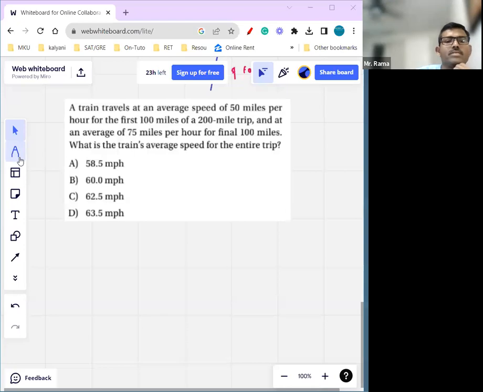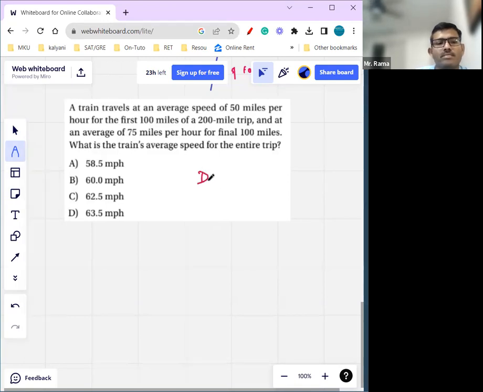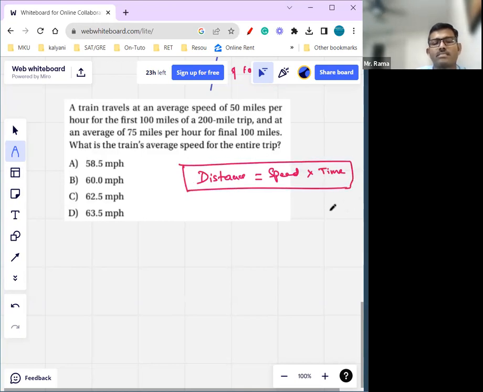Now, the train travels at an average speed of 50 miles per hour. First of all, the basic formula for this, which you guys already know: distance equals speed multiplied by time. This is the basic formula, right? You may remember it as DST, distance equals speed times time.